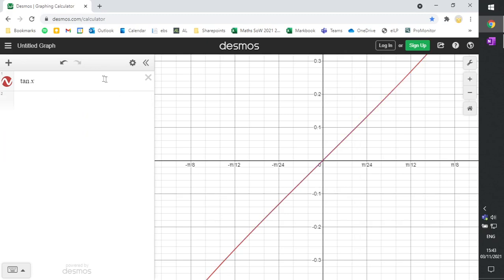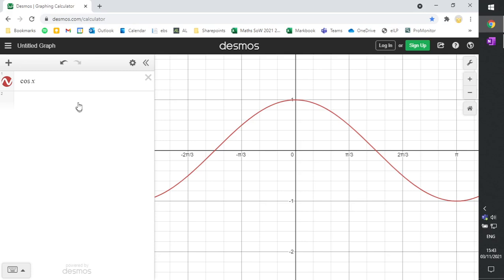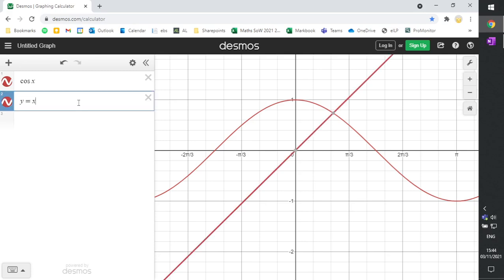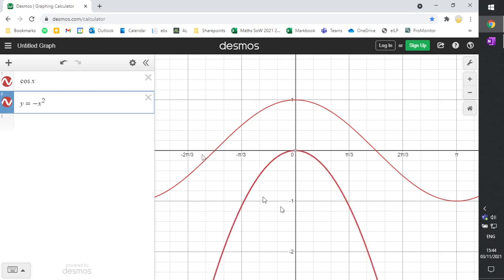Now if we look at cosine x, like this, it's clearly not going to be y equals x. It definitely doesn't follow that line. Y equals minus x maybe, I suppose it goes downwards, so that kind of helps. I think this looks more like a negative quadratic, so maybe something like minus x squared. It's obviously in the wrong sort of place. It's the right sort of shape, but it's in the wrong place.